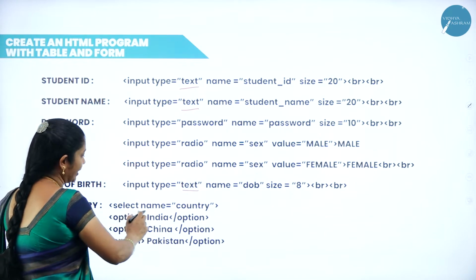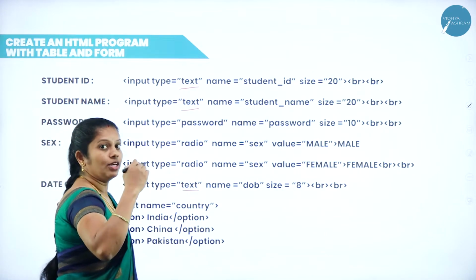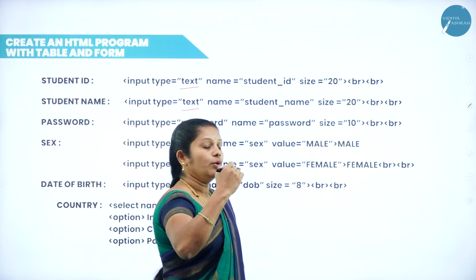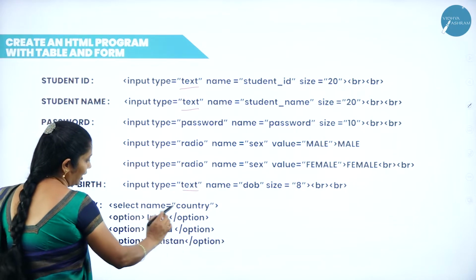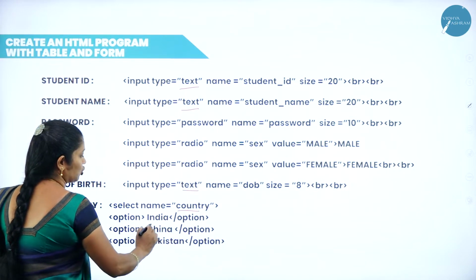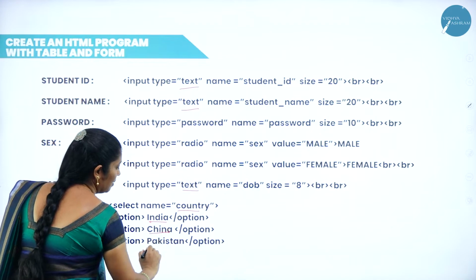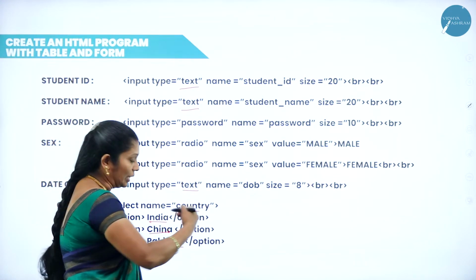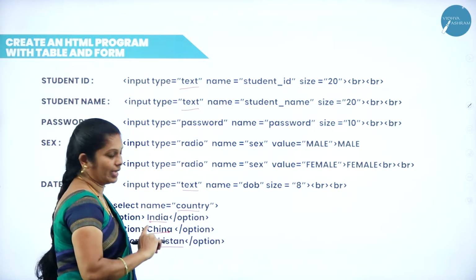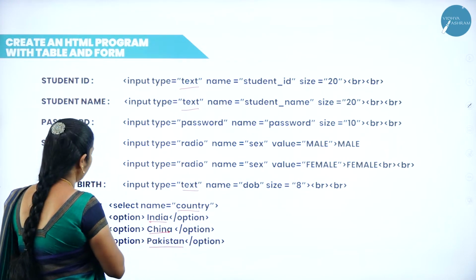Next one, country equals select option. When you want to perform a drop down option, we use this country select option. Under that country, the first options we have are India, China, Pakistan. Here multiple options will be in the list, and under that we can select only one, for example India, China or Pakistan.